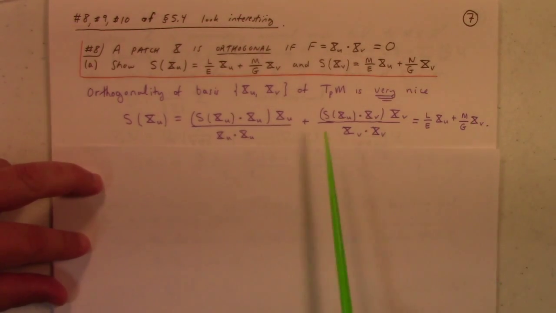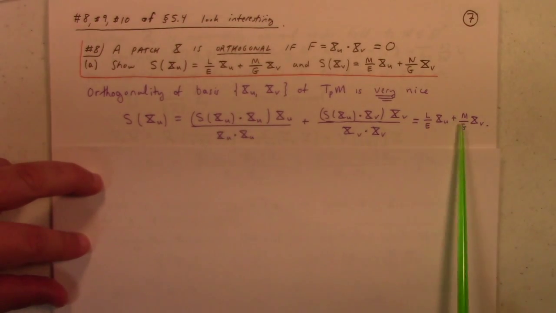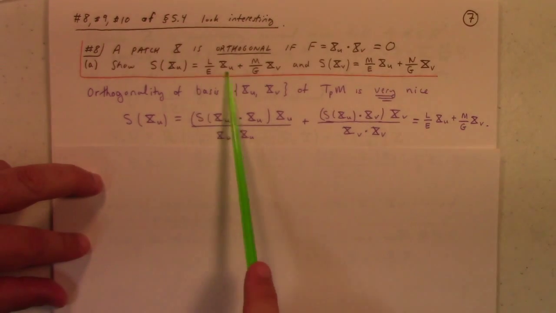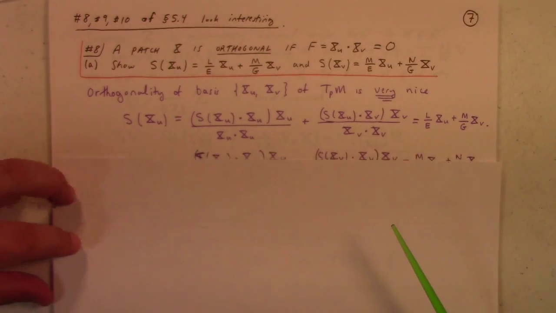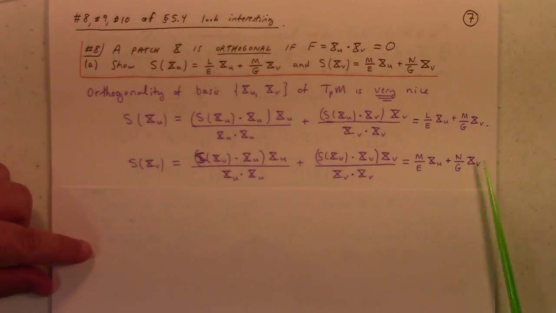Of course then, these are things that we have given lovely names to, like L, M, E, and G. Hey, what do you know? That's exactly the formula. All right, and the same thing goes for S of xv. And that gives you this lovely formula here.